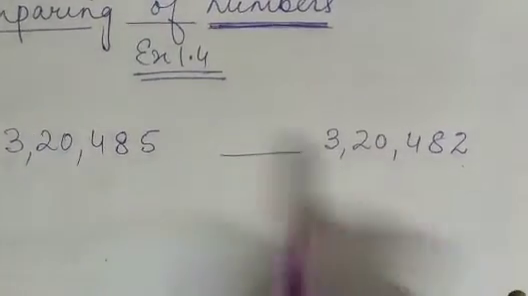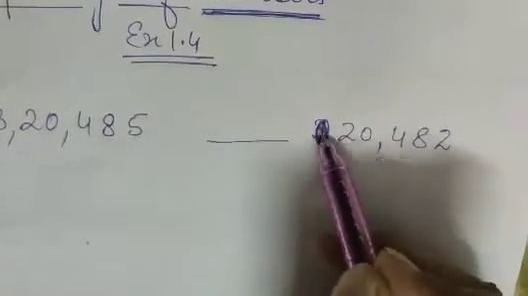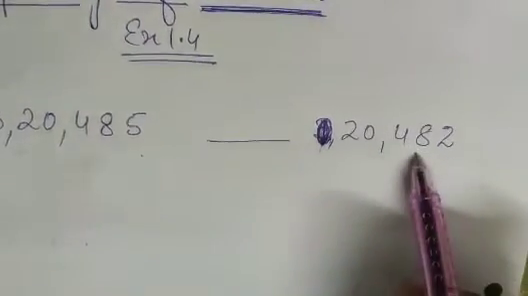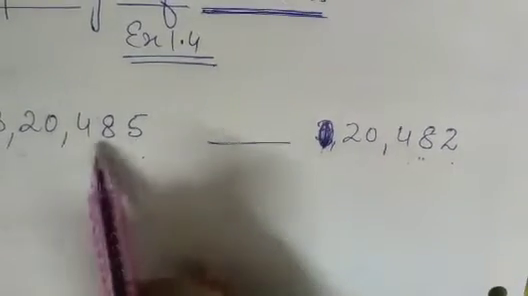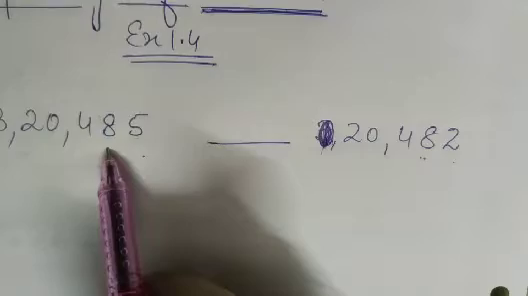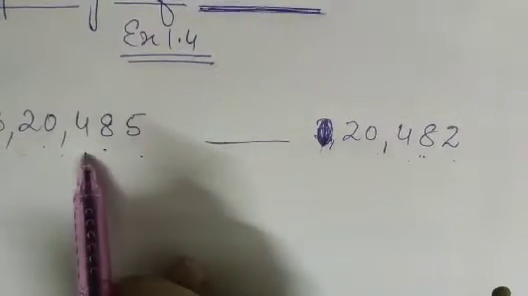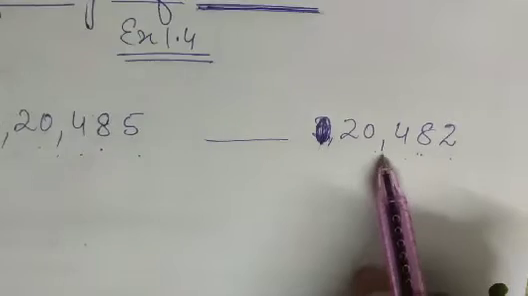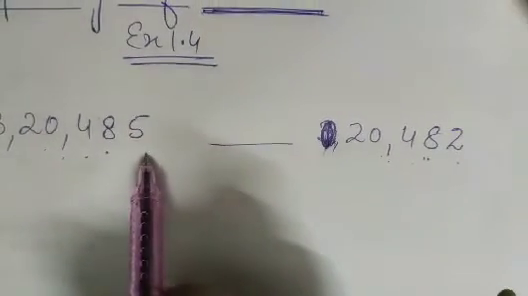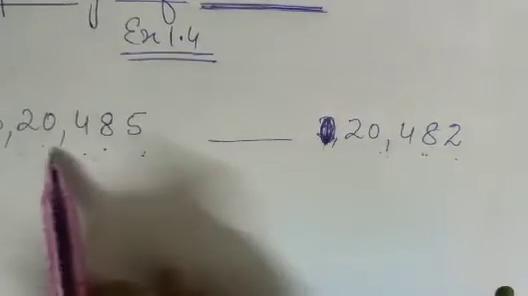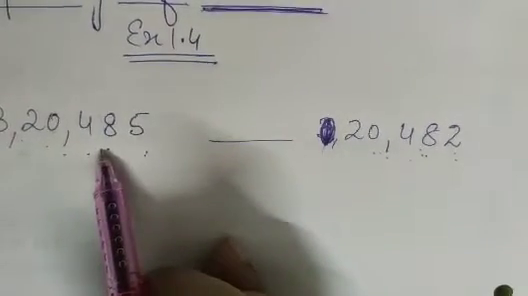Suppose in this question we have a 6 digit number and a 5 digit number, so there is no comparison needed. Simply the 6 digit number will be greater. When the digits are not the same, it is very easy to find out which is bigger. The number which has more digits is the bigger number. Like this number, this is 6 digit and this is 5 digit, so this number is the bigger one.